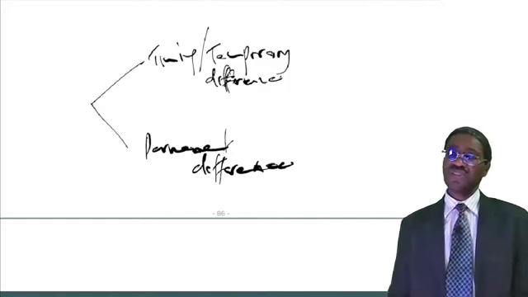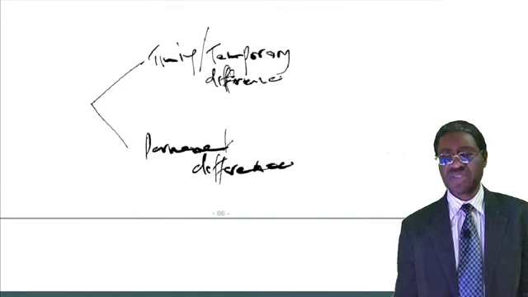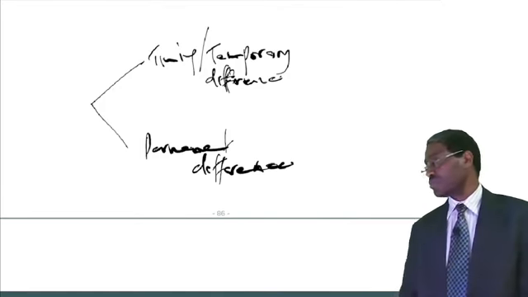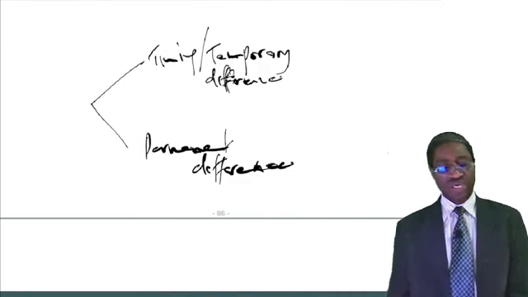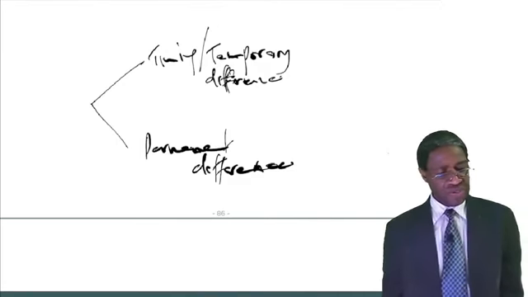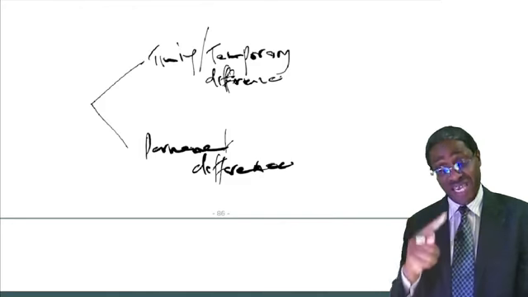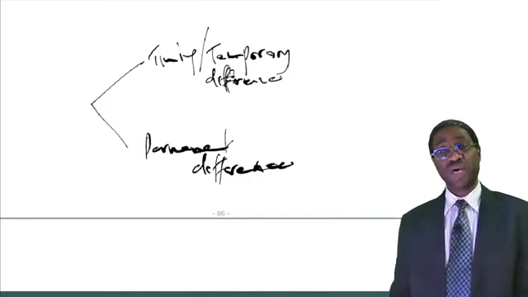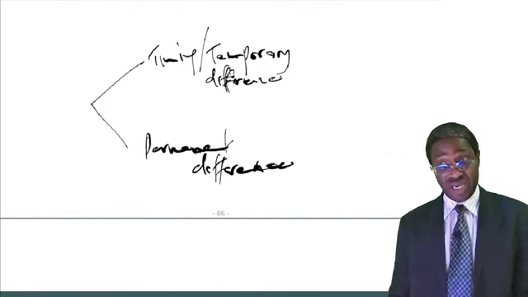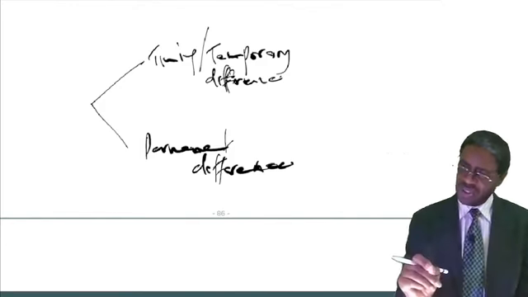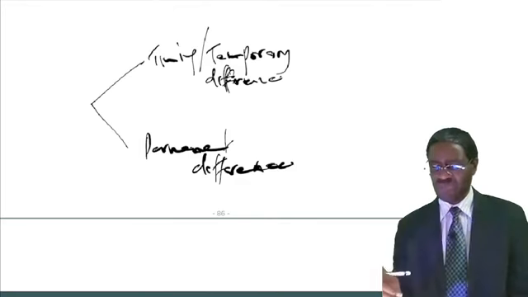Number 1, timing or temporary differences. Then you put a dash. See this. These are items appearing in the income statement in a period different from the period.